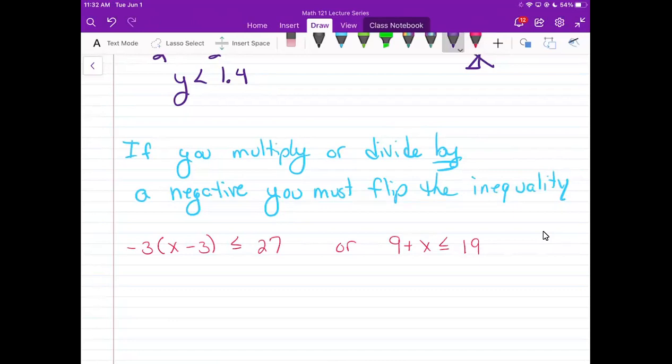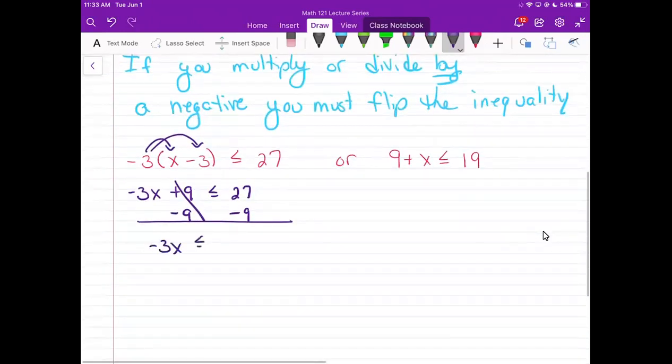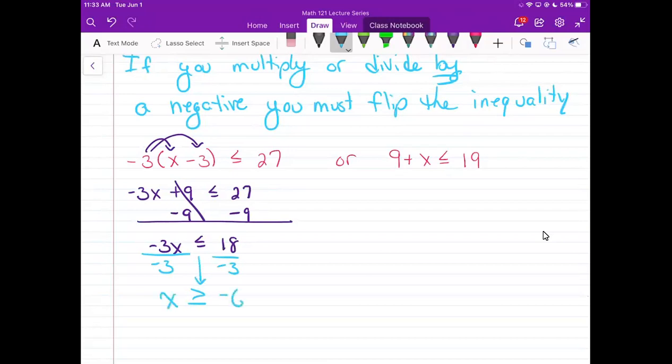The first thing I'm going to do is distribute my negative 3, and I get negative 3x plus 9 is less than or equal to 27. Proceeding like I would with a linear equation, I subtract 9 from both sides, leaving me with negative 3x is less than or equal to 18. And here's the part where I am dividing by a negative 3. That tells me that this inequality is going to flip, and this becomes x is greater than or equal to negative 6.